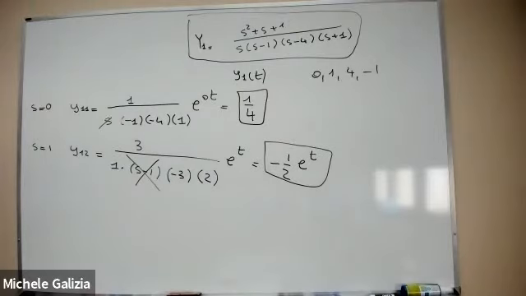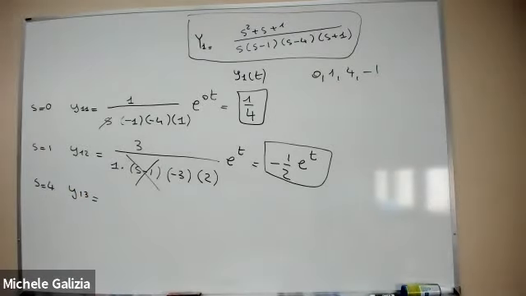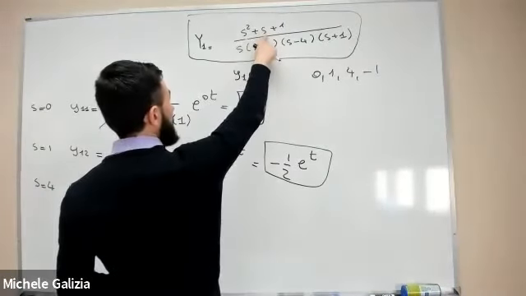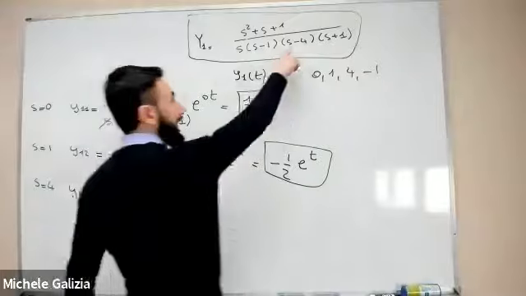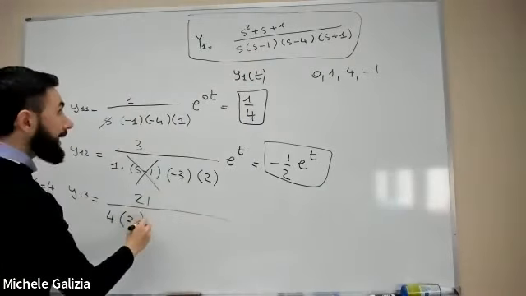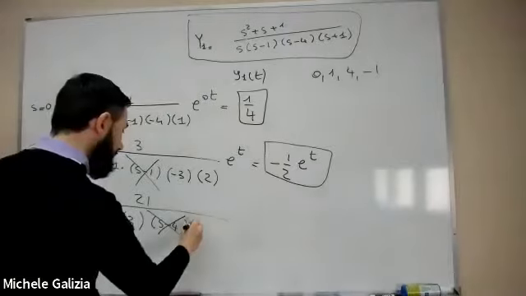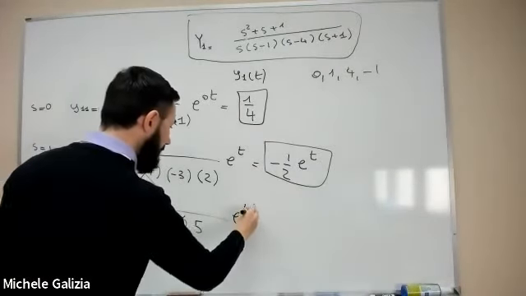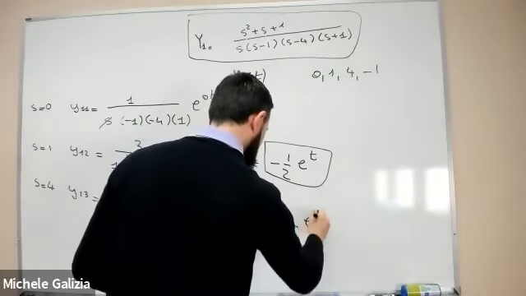Now contribution of the pole s equal to 4. So y13, the third contribution, will be the numerator calculated in 4, which is 16 plus 4, 20 plus 1, 21. Which contribution should I remove now from the denominator? S minus 4. So we have 4 times 4 minus 1, 3, and then s minus 4 that we suppress, and 4 plus 1 that goes to 5, exponential of 4t. So it is 7 over 20 exponential of 4t.